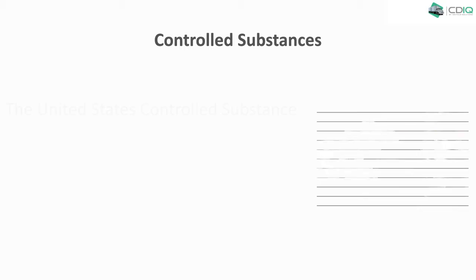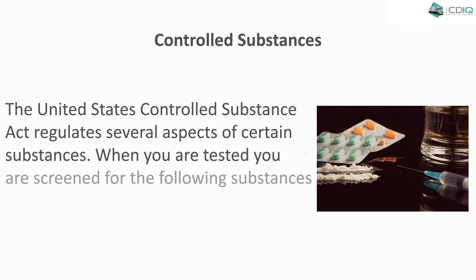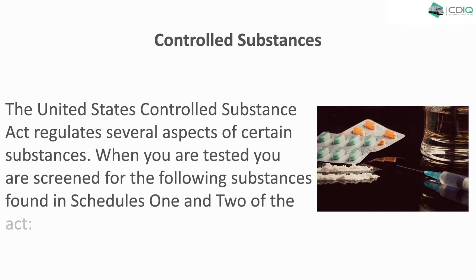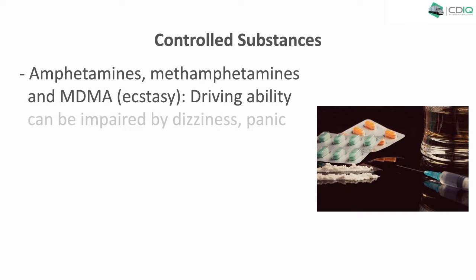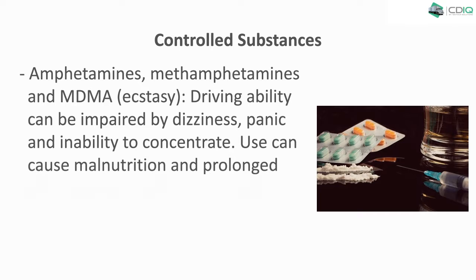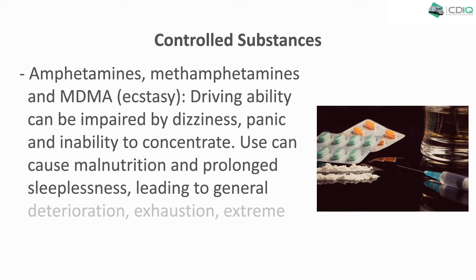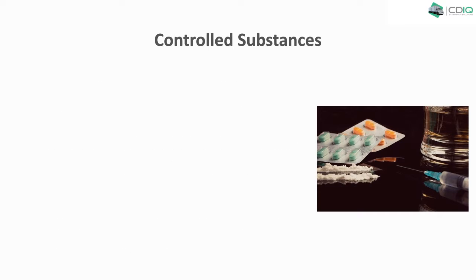Controlled substances. The United States Controlled Substance Act regulates several aspects of certain substances. When you are tested, you are screened for the following substances found in Schedules 1 and 2 of the Act: amphetamines, methamphetamines, and MDMA. Driving ability can be impaired by dizziness, panic, and inability to concentrate. Use can cause malnutrition and prolonged sleeplessness, leading to general deterioration, exhaustion, extreme nervousness, and sometimes serious psychological problems.